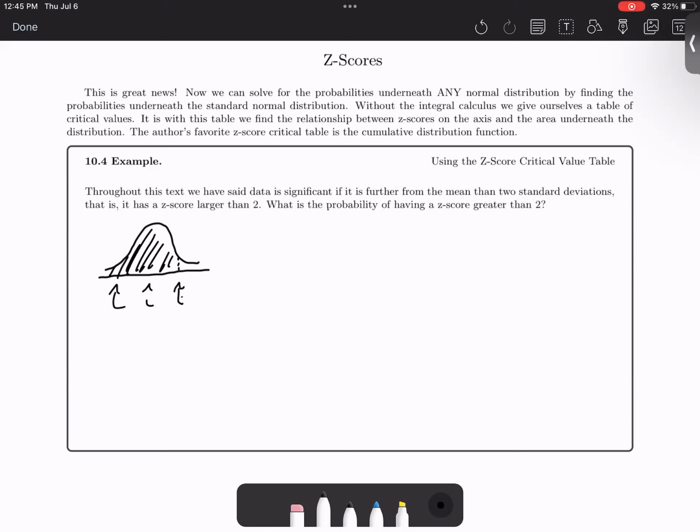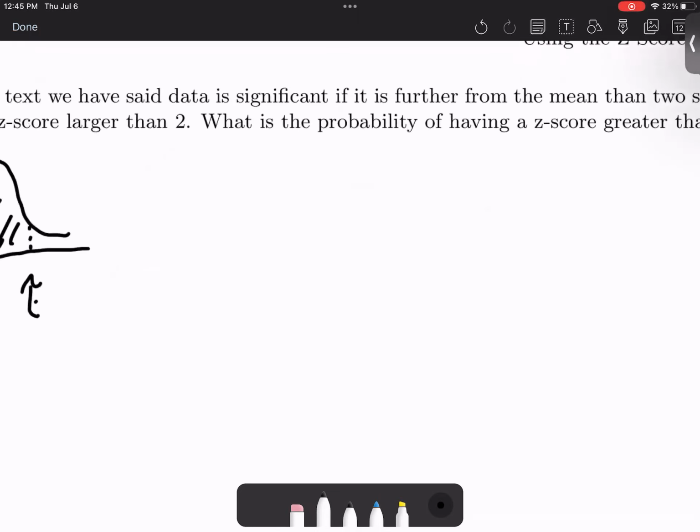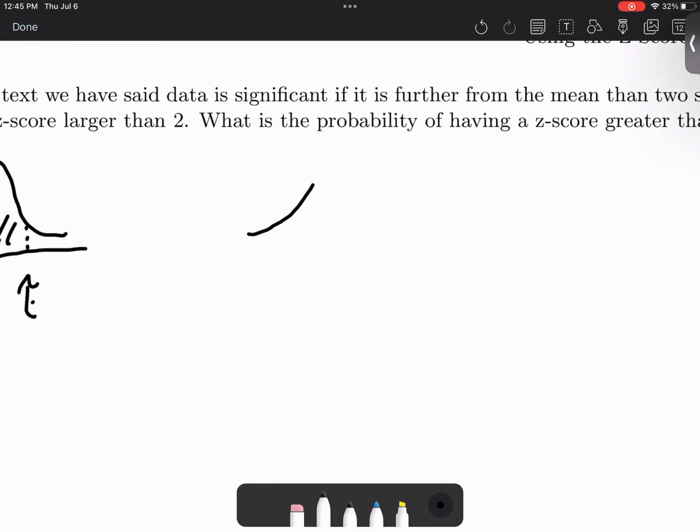So let's answer this question. We've consistently said throughout this text that data is significant if it is further from the average than 2 standard deviations. So if the z-score is bigger than 2, what is the probability of having a z-score greater than 2? So anytime you're asked for finding the probabilities underneath a normal distribution, draw the normal distribution. You always need to give yourself a picture to look at.